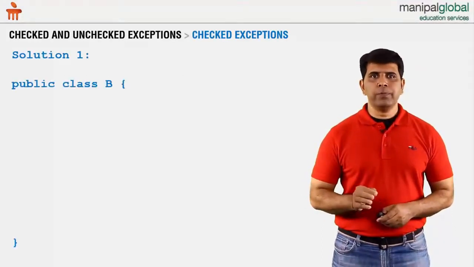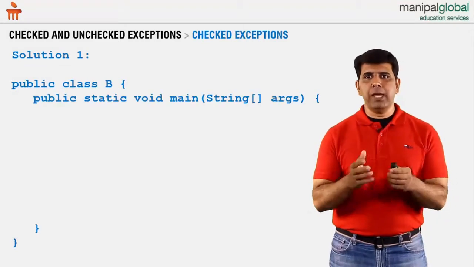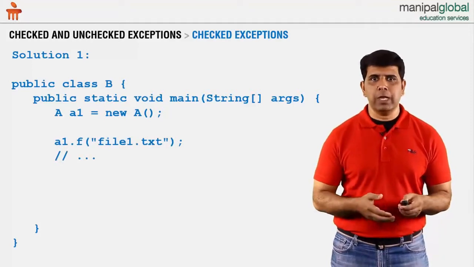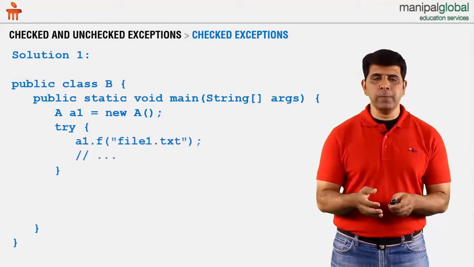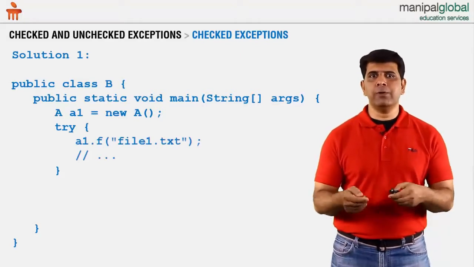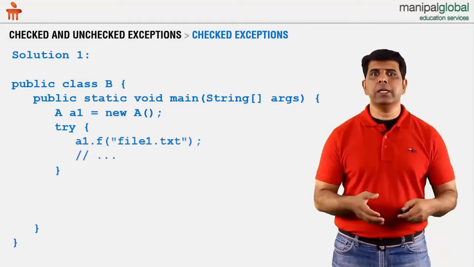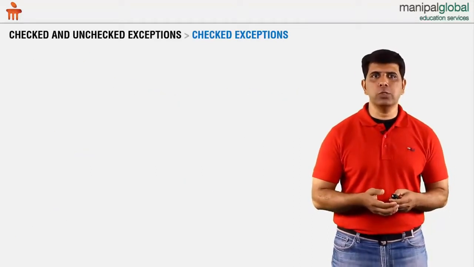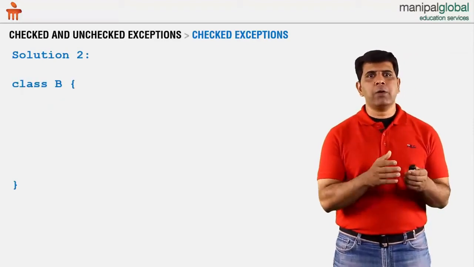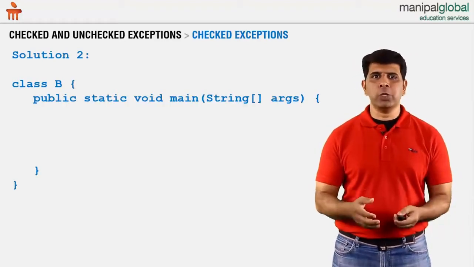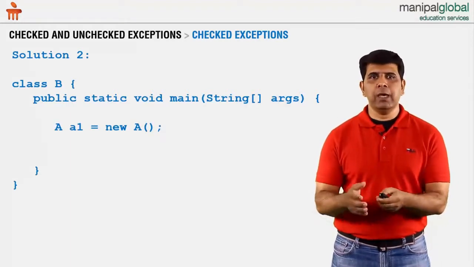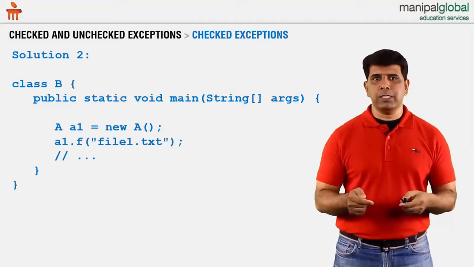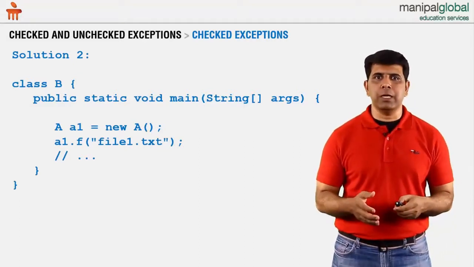So solution number one, class B, where I have a main function, I'm going to put a try block while I'm calling this particular function f so that it is protected. Now f is a candidate for a FileNotFoundException, so it is better to handle that in the try catch block. This is solution one. What is solution two? Solution two is where I have class B with a main function. I'm trying to create an object of A and call the f method, but that is a candidate for FileNotFoundException. If you don't handle that, then the compiler is going to give an error.